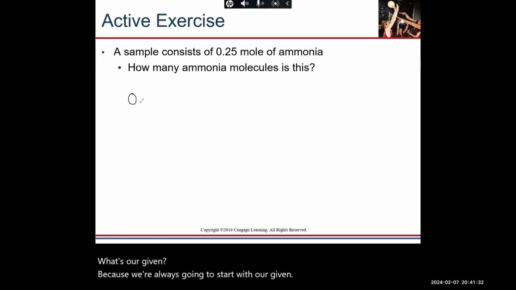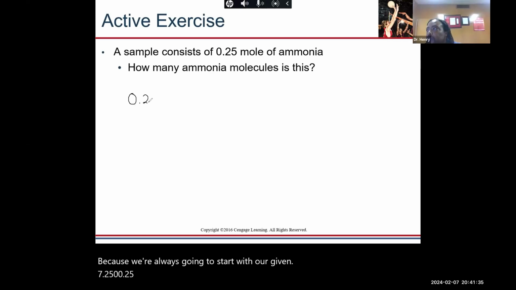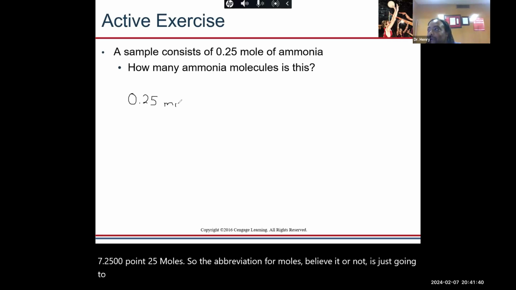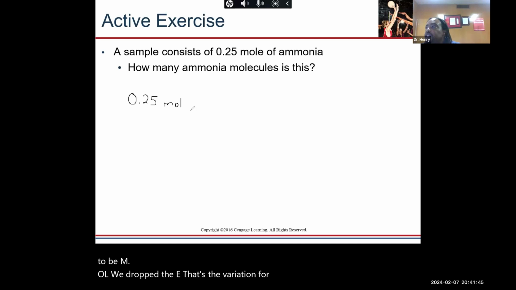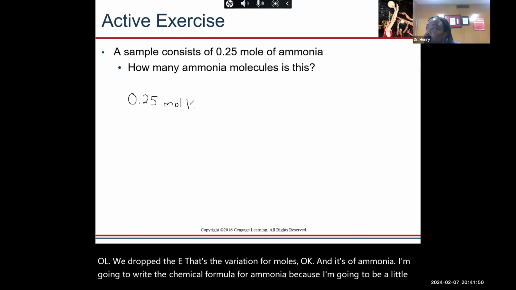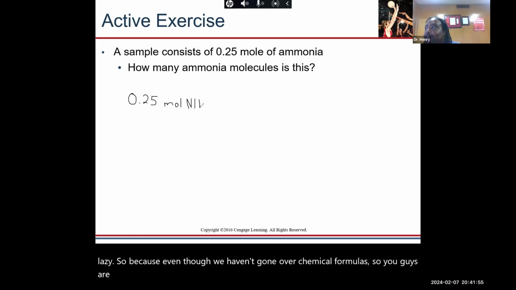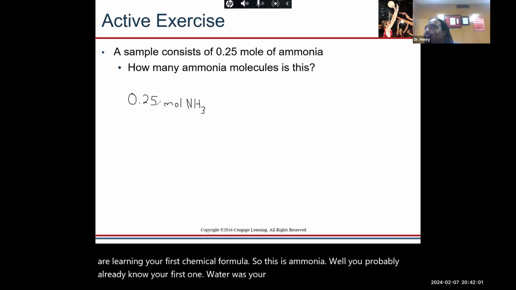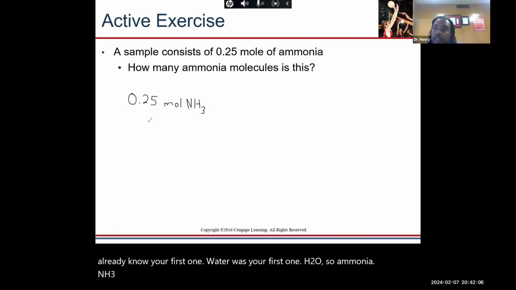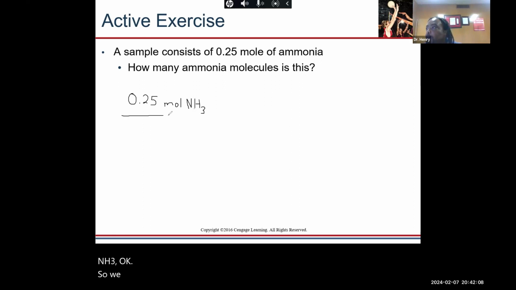0.25 moles. So the abbreviation for moles, believe it or not, is just going to be mol. We dropped the E. That's the abbreviation for moles. Okay, and it's of ammonia. I'm going to write the chemical formula for ammonia because I'm going to be a little lazy. So even though we haven't gone over chemical formulas, you guys are learning your first chemical formula. So this is ammonia. Well, you probably already know your first one. Water was your first one, H2O. So ammonia, NH3. Okay. So we have 0.25 moles.